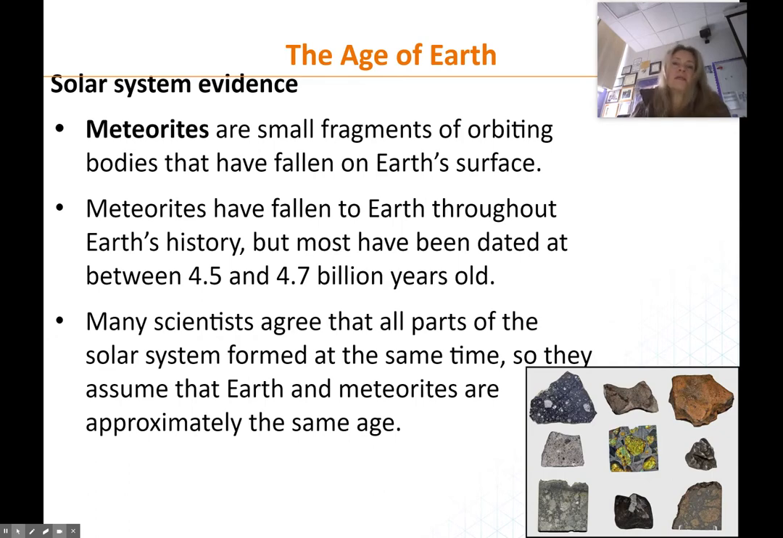So when we look at these meteorites that I mentioned, those are basically just shooting stars or rock that has fallen from the solar system. And we can see that those are about 4.5 to 4.7 billion years old. And the solar system formed at the same time. So if these formed, and they're part of our solar system, and they were 4.7 billion years old, then our solar system has to be approximately 4.7 billion years old.